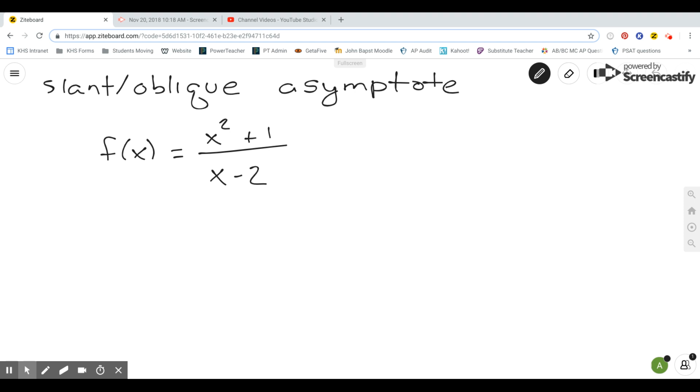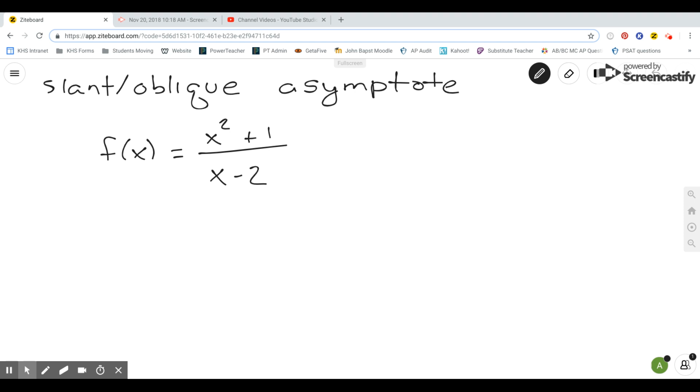Because if you're plugging in very, very large numbers of x, like 1,000 and then 10,000, and you keep going like that, you have a function, in this case, that's growing out to infinity. So what does that slant asymptote look like? In order to find it, what we need to do is divide the denominator into the numerator, or do our synthetic division.